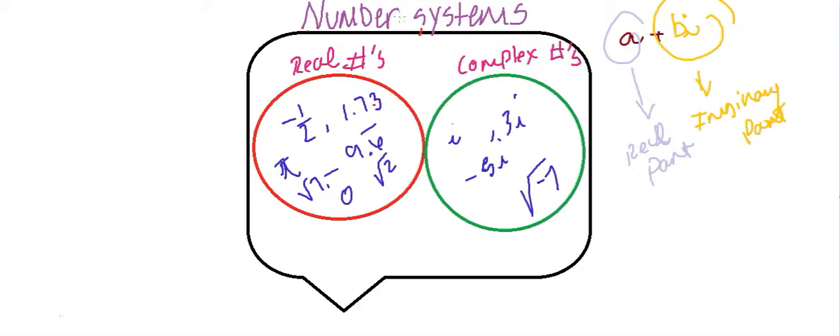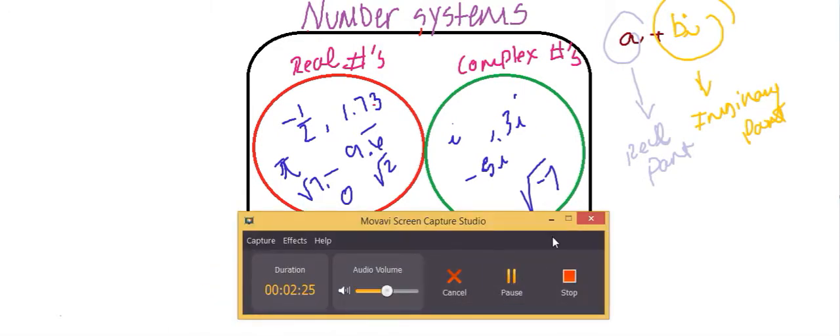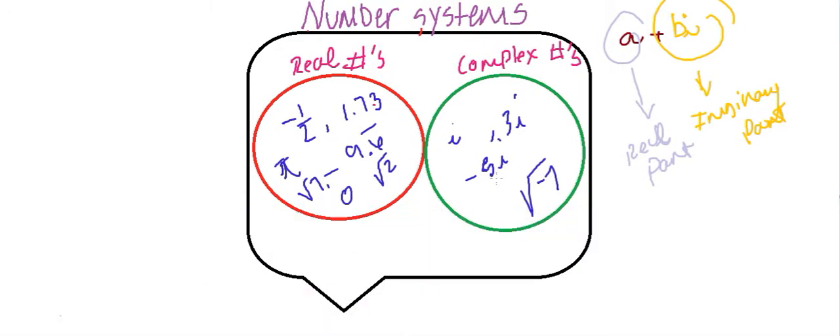Okay, so let's take a look at some stuff here. It says real numbers are complex numbers where b is equal to 0. And imaginary numbers are complex numbers where a is equal to 0 and b is not equal to 0. These are sometimes called pure imaginary numbers. Okay, so let's talk about exactly what that means here.